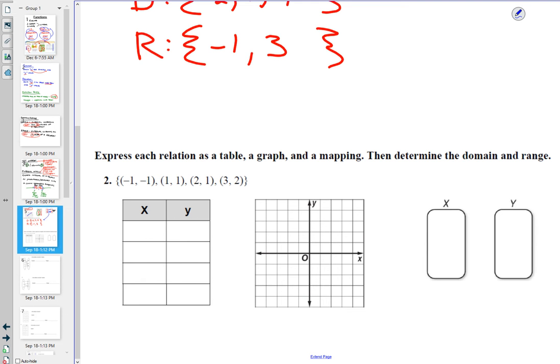Wait, but when you do the range, do you write those? On the table, you have to write them. For domain and range, if anything repeats, you only write it once. Just for domain or? For any of them. For any of them.